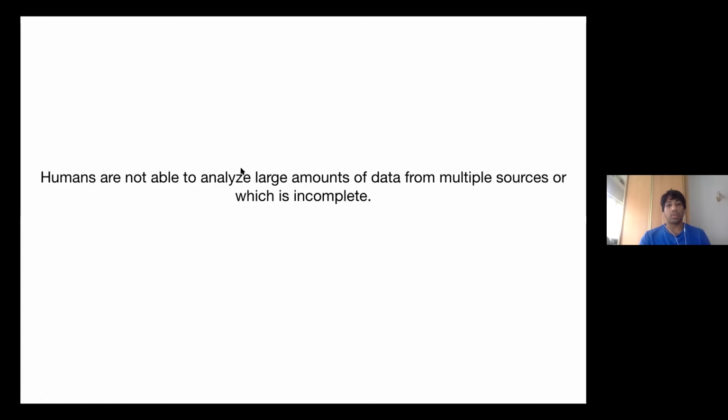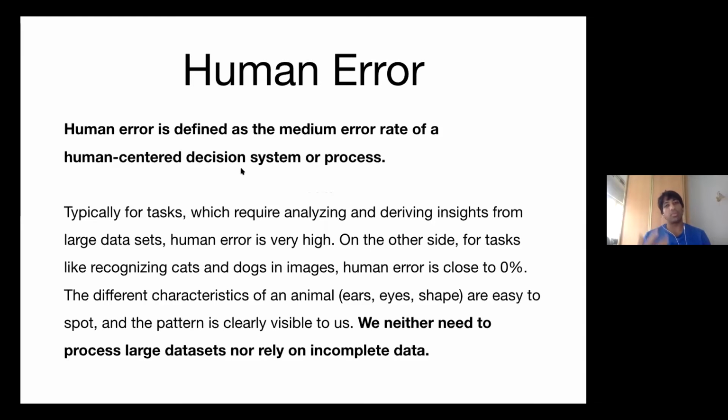Now, the next point brings us to this notion that we have called human error, which is basically defined as the error rate of any decision system or process that is human-centered. Now, not all human-centered decision-making has error, and this is very important to realize.